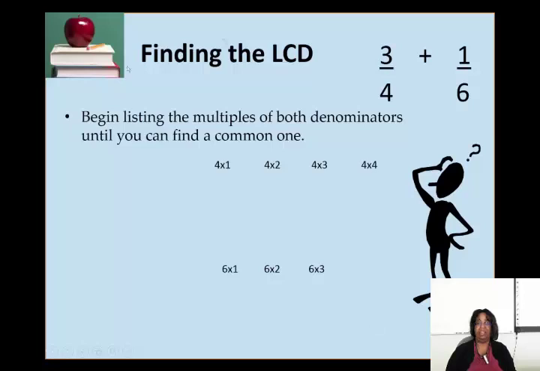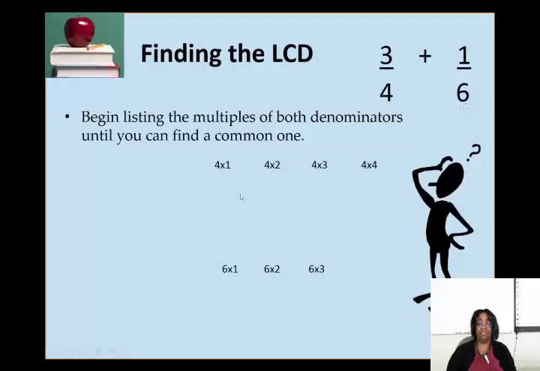Now let's say that you have a problem like this. You have 3/4 and you're adding 1/6. We can't add these yet because the denominators are not the same. It's like adding apples and oranges when your denominators are not the same. So what we're going to do in this case is we're going to make a factor list for the number 4, since that's the first denominator, and then we're going to make a factor list for the number 6.